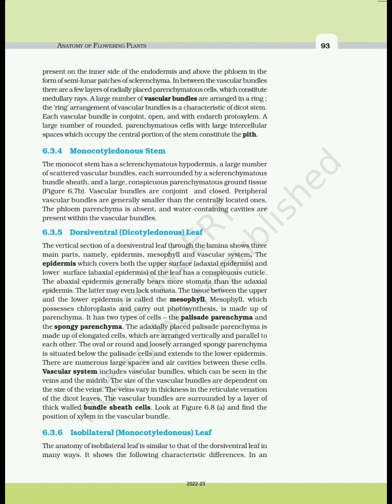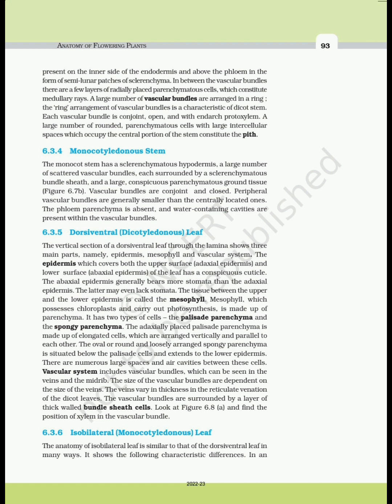6.3.5 Dorsiventral dicotyledonous leaf. The vertical section of a dorsiventral leaf through the lamina shows three main parts, namely, epidermis, mesophyll and vascular system. The epidermis, which covers both the upper surface, adaxial epidermis, and lower surface, abaxial epidermis, of the leaf, has a conspicuous cuticle. The abaxial epidermis generally bears more stomata than the adaxial epidermis. The latter may even lack stomata.